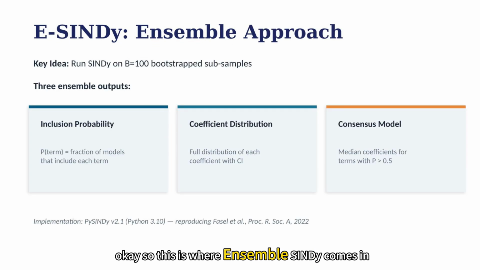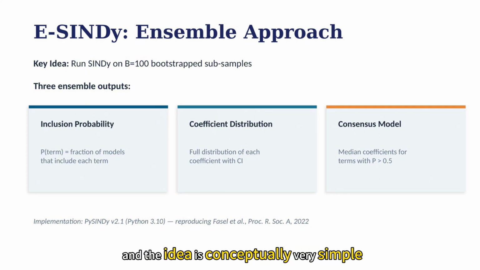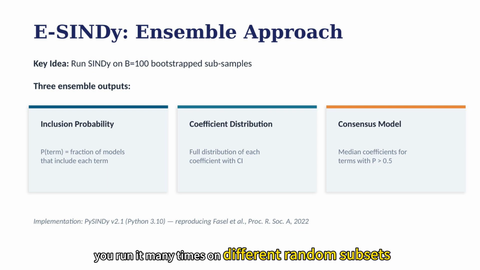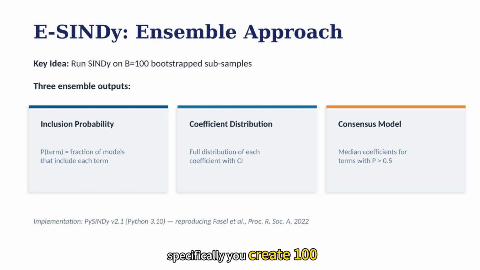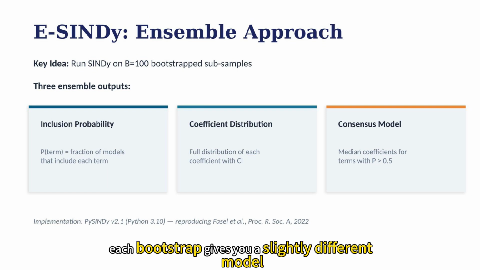Okay, so this is where Ensemble-SINDy comes in. It was proposed by Fasel, Kutz, and the Bruntons in 2022, and the idea is conceptually very simple but really powerful. Instead of running SINDy just once on all your data, you run it many times on different random subsets. Specifically, you create 100 bootstrap replicas by randomly subsampling both the rows and columns of your library matrix. Each bootstrap gives you a slightly different model.